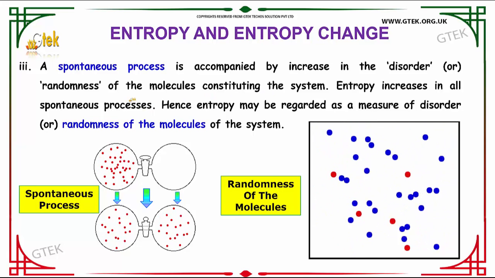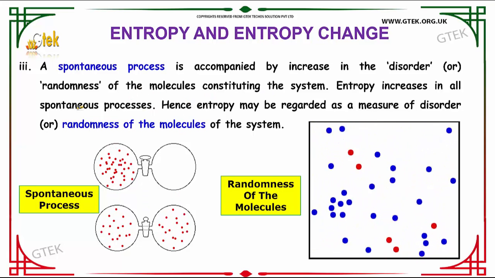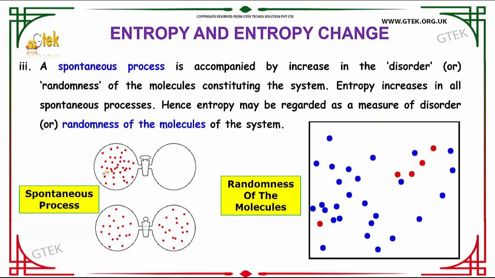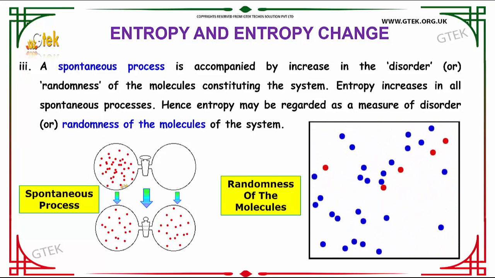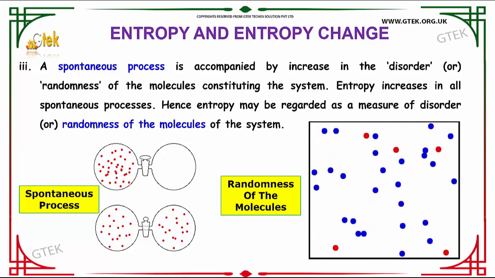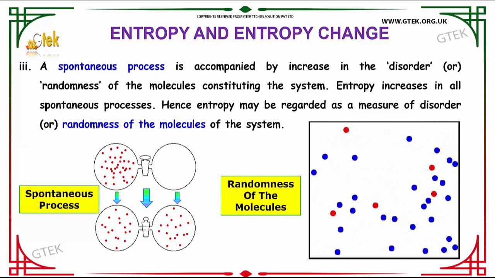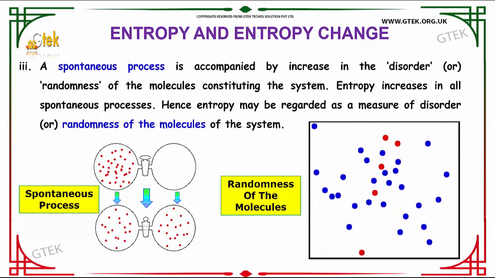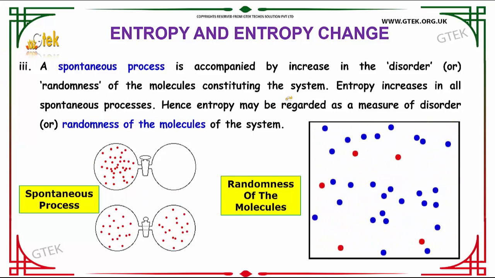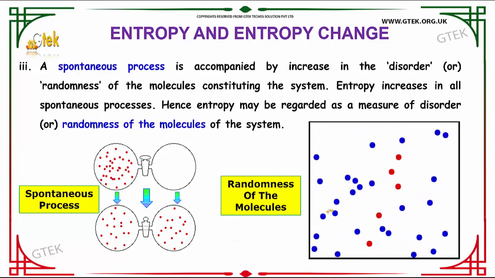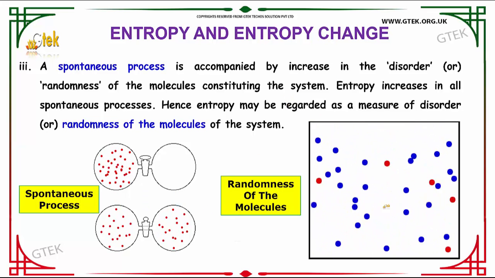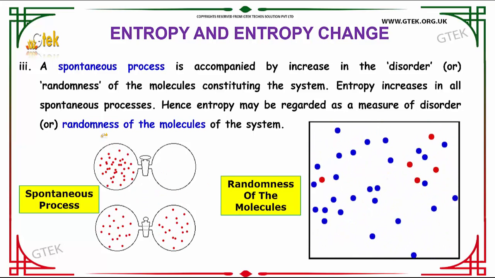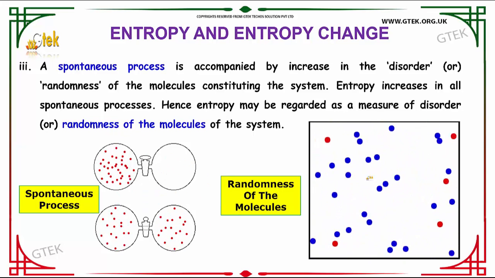So a spontaneous process, this is the third point I am going to discuss. A spontaneous process is accompanied by increase in the disorder or randomness of the molecules constituting the system. Entropy increases in all spontaneous processes. Hence, entropy may be regarded as a measure of disorder or randomness of the molecules of the system.